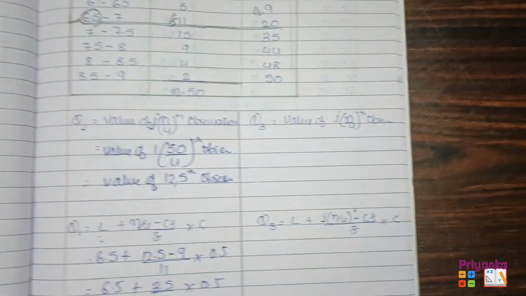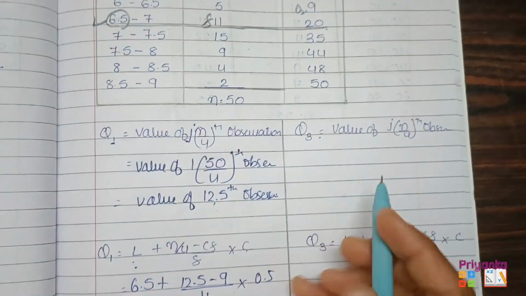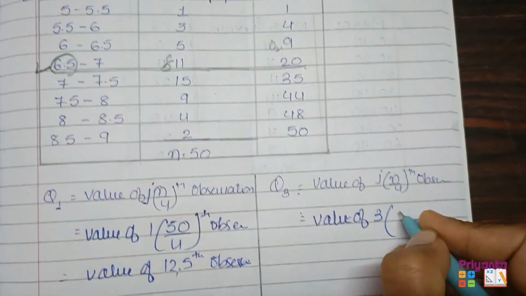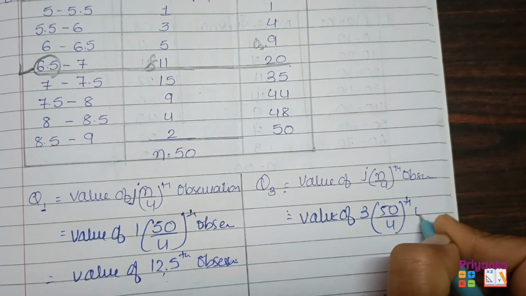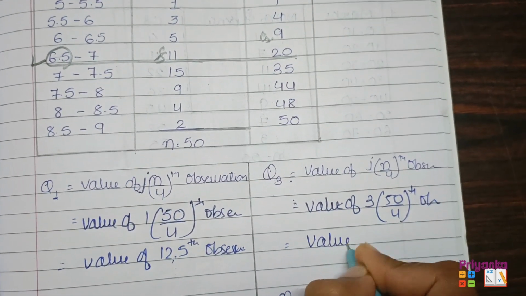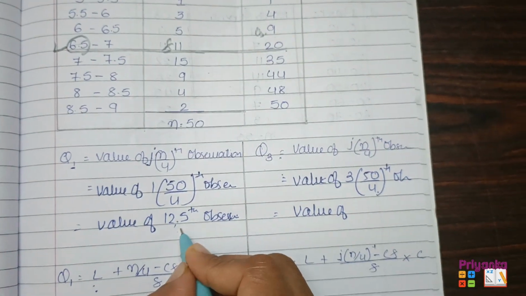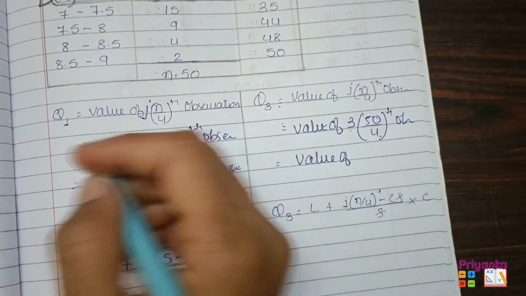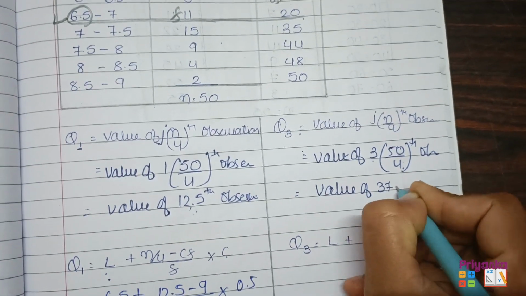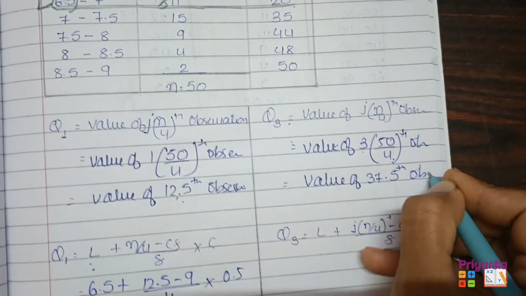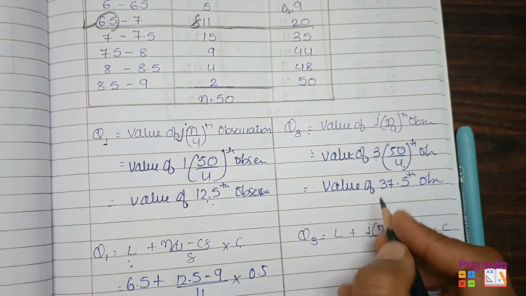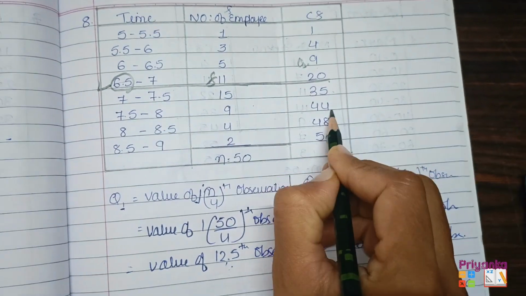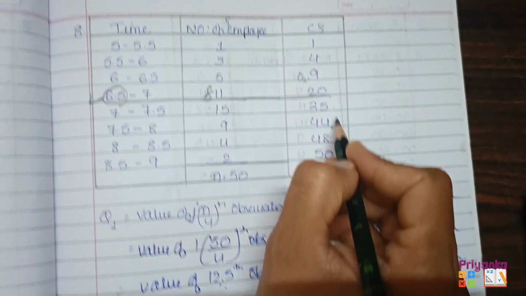Moving to the next, as in the question, quartile 3 is also asked. So here the value of j will be 3 and n will be 50 upon 4th observation. And out of this, first divide 50 divided by 4, obviously you will get 12.5. 12.5 multiplied by 3, you will get the answer 37.5th observation. So out of this 37.5th observation, we'll find out where it will go. 35 will be the smallest. 44 में ये number आ जाएगा 37.5. So make a marking.